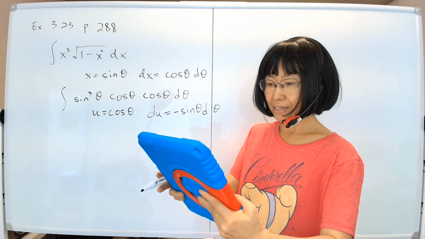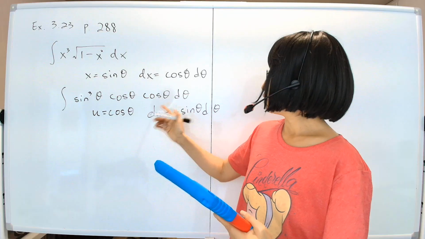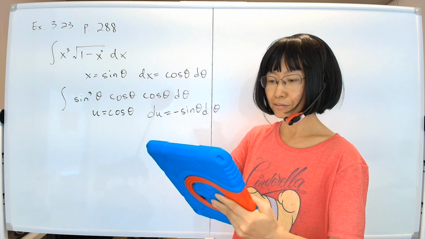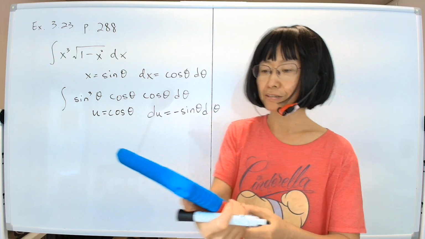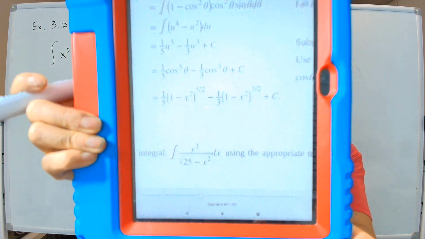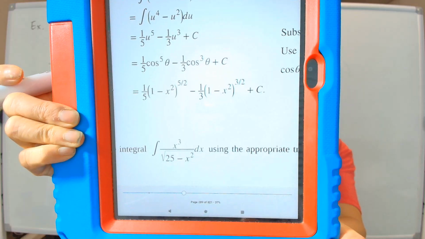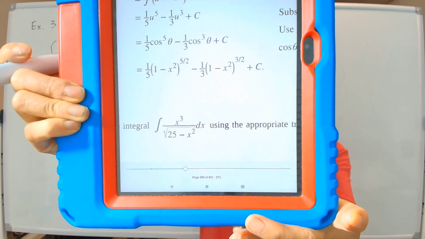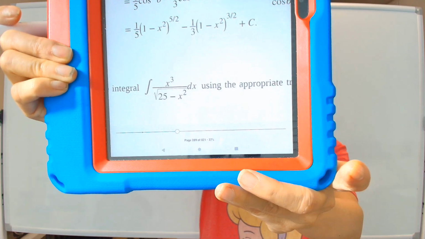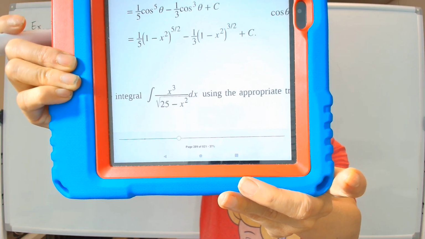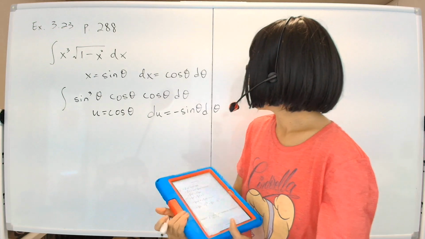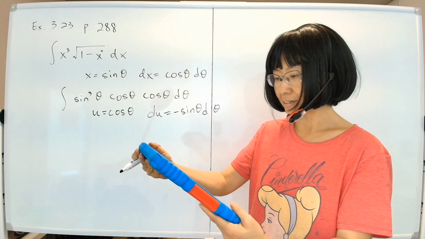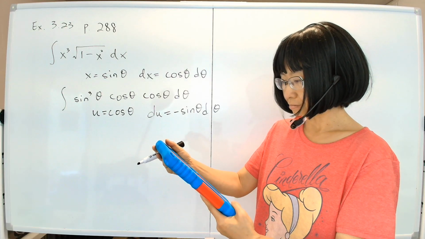Once you do that, you have to plug back in. Our u is cosine theta, so you need to plug the cosine theta back into the u. So then you get a bunch of cosine thetas here. Let's look at the book. See, first we got the u, and then we got the cosine theta because u is cosine theta. You plug the cosine theta back, and then lastly you need to express the cosine theta in terms of x. Cosine theta is some kind of relationship with sine theta, so we need to plug that back too.